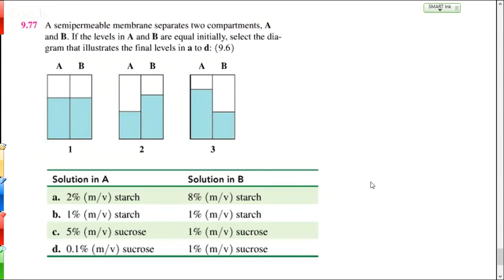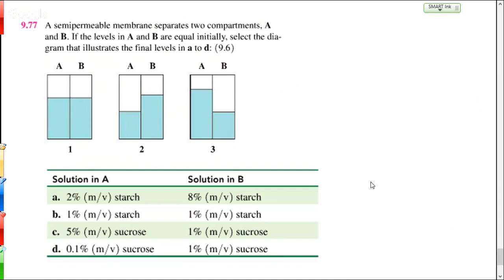All right, so same idea. We've got this membrane separating A and B. And then in each case, we've got a different solution, or the same in some of them. So the question is, if we start with them at the same level, which of those three is it going to look like after time? So for the first one, if we put 2% starch in A and 8% starch in B, what's it going to look like over time? 1, 2, or 3?